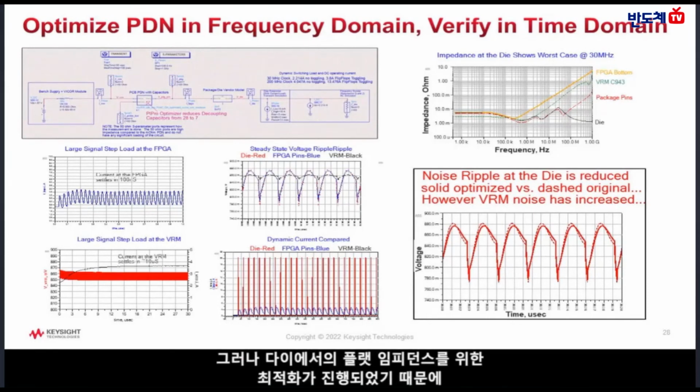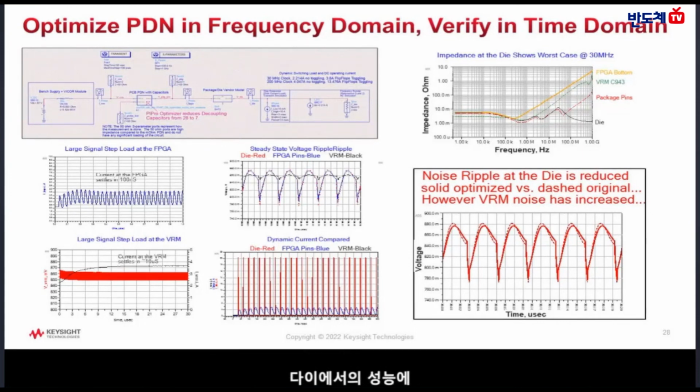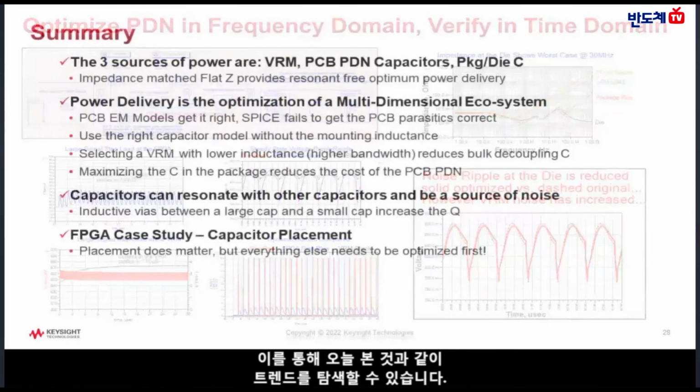However, since the optimization was done for flat impedance at the die, the ripple at the VRM was allowed to increase since it did not impact the performance at the die. This ZCU104 evaluation kit example is an already optimized design, so we don't see a significant benefit to further optimization, but it does let us explore trends as we have shown here today.